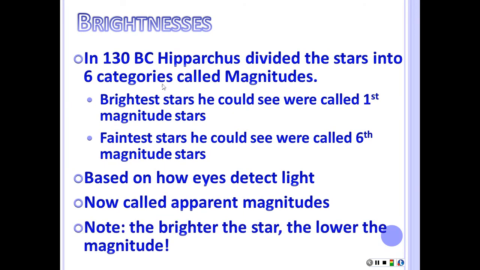And the important thing to note is that since the brightest stars are the first magnitude and the faintest stars are the sixth, the higher the number, the lower the brightness. The brighter the star, the lower the number of the magnitude. So if you want to get brighter, you have to make the magnitude go down.